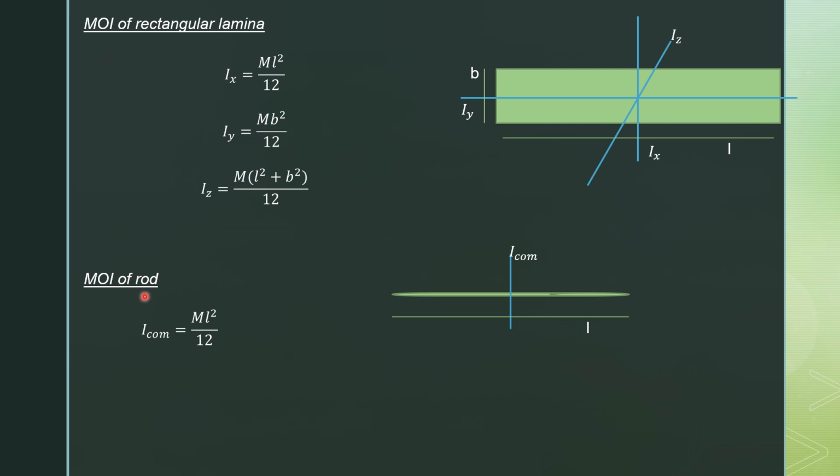Then moment of inertia of rod. So the moment of inertia about the center of mass of a rod can be represented as ml² by 12, where L is the length of the rod.